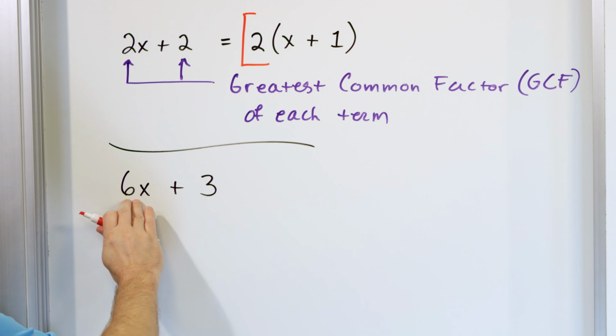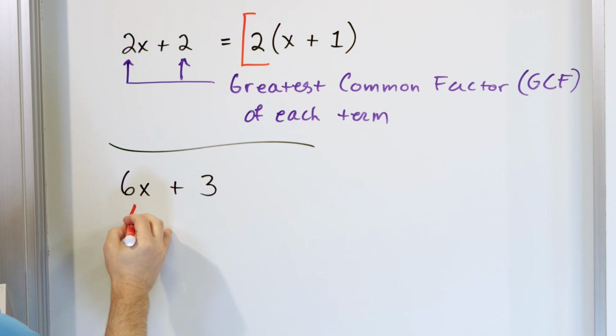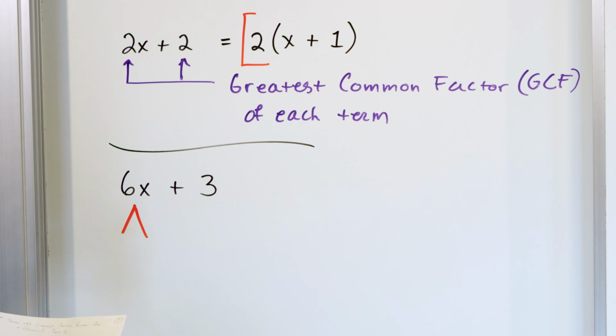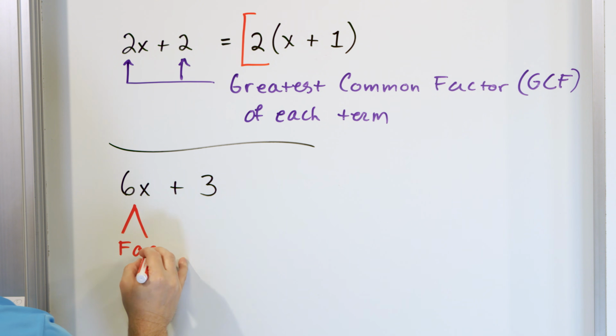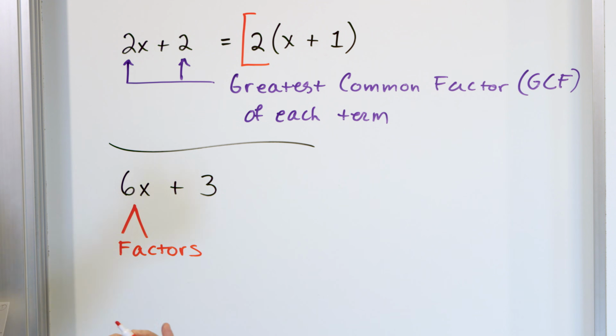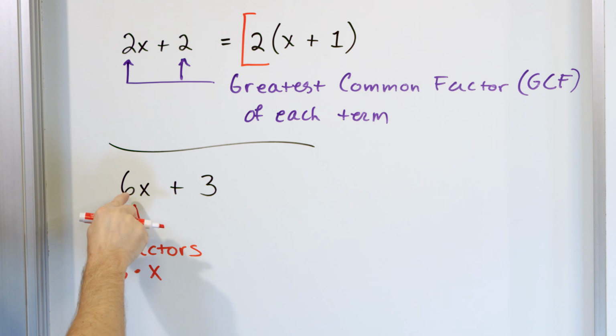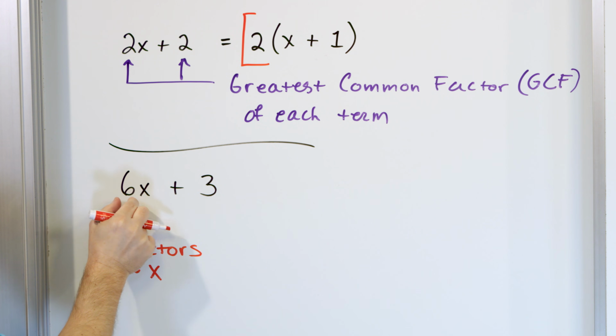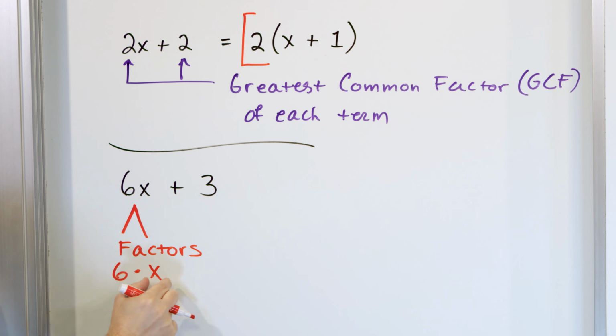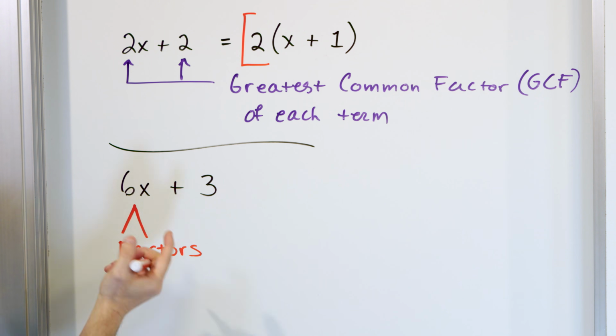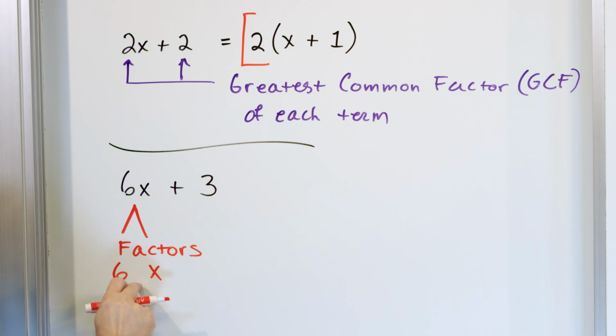If I wanted to figure out what this term here, 6x, really is, what do I have to multiply together to give me 6x? Well, we're going to list the factors. The factors of 6 times x is 6 times x. Notice I drew this little tree here. It's pointing up to the 6x, so I'm going to write down here what multiplied together must give me this. And it's obvious because 6 times x gives me 6x. The factors here are 6 and x.